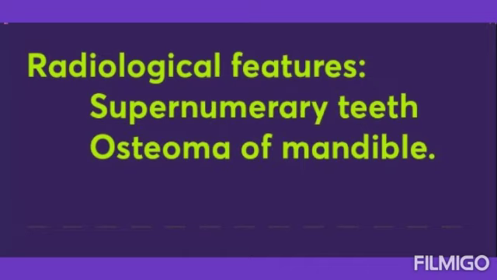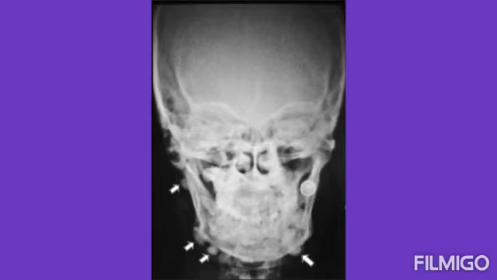Next, moving on to radiological features. The first one is supernumerary teeth. It is very important. There is presence of unerupted supernumerary teeth in the jaws and osteoma of the mandible. So these areas appear to be increased in radio density. Size varies from small to large. In the radiograph, it shows radio opacity. Osteoma of the mandible shows radio opacity.